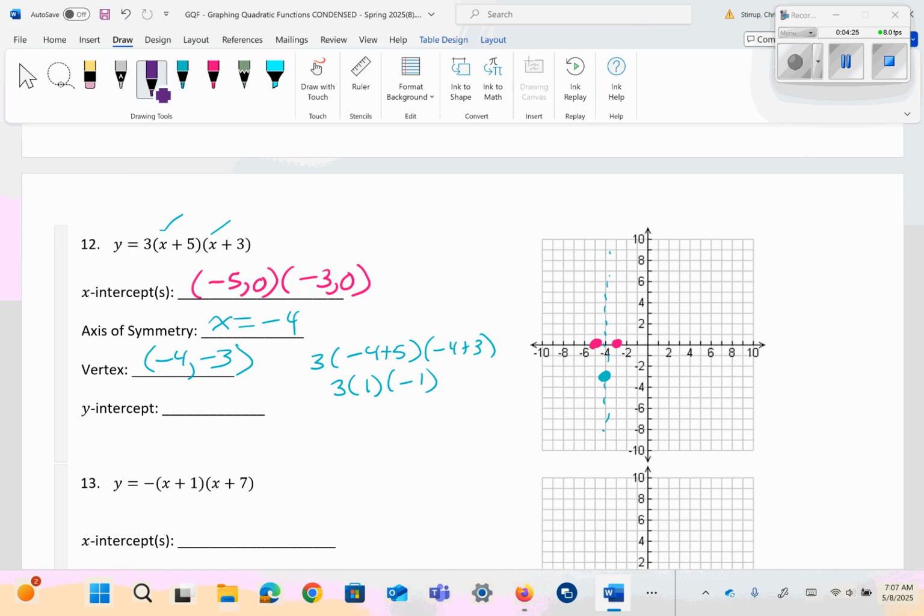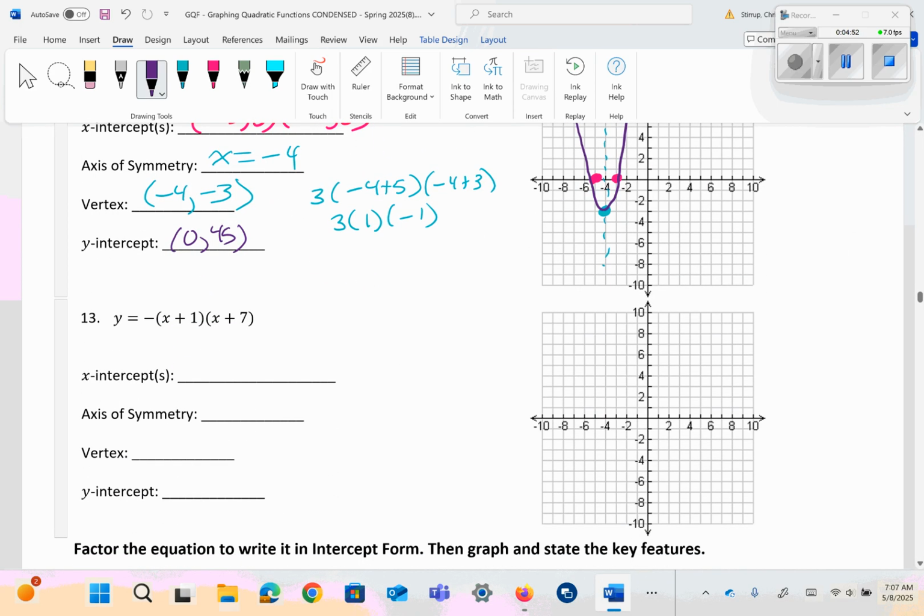And let's find our y-intercept. So I'm going to plug 0 into our original equation. So that's going to give me 3 times 5 times 3, which is 3 times 15. 15 times 3 is 45. So that's going to be way up there, so we're not going to try and graph it. And there's our parabola. Put an arrow on both sides.